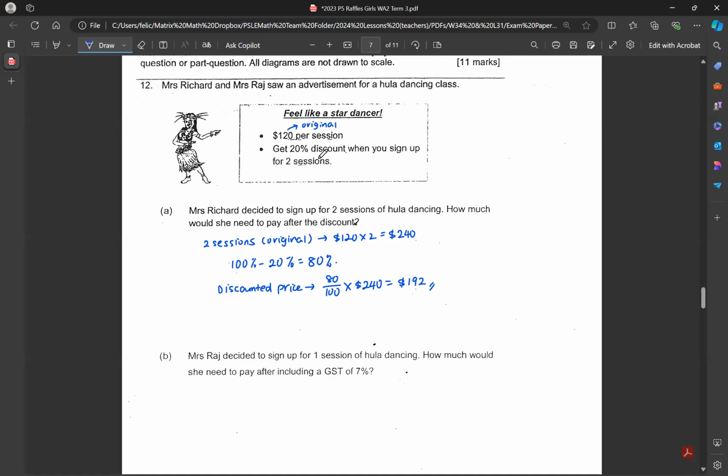So when you have multiple sessions, combine them together first. That's faster. Find the original price of these two sessions together, then work out the total discounted price. It's more efficient in this manner. As I was saying, the unitary way works also. If you are doing the unitary way, treat this original total price as your 100%. Then you find 1%, then you go on to find 80%. You should get the same answer.